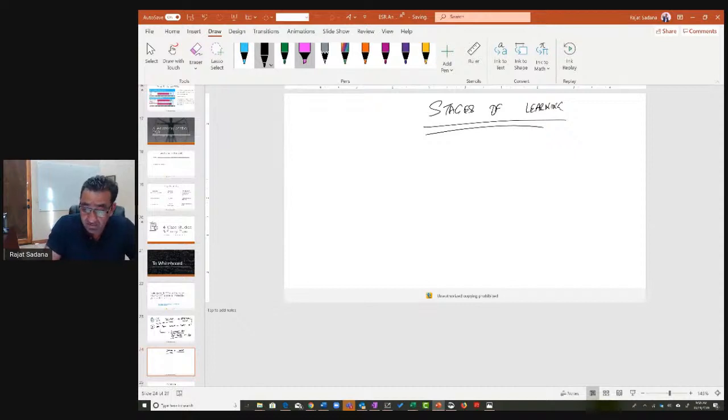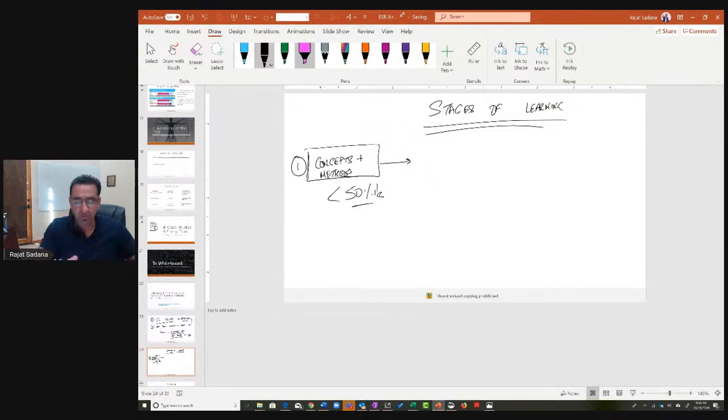The first stage of learning is learn concepts and methods. If your ability score is less than 50 percentile, that's the stage that you are in. That's where you need to go back, you need to learn methods.